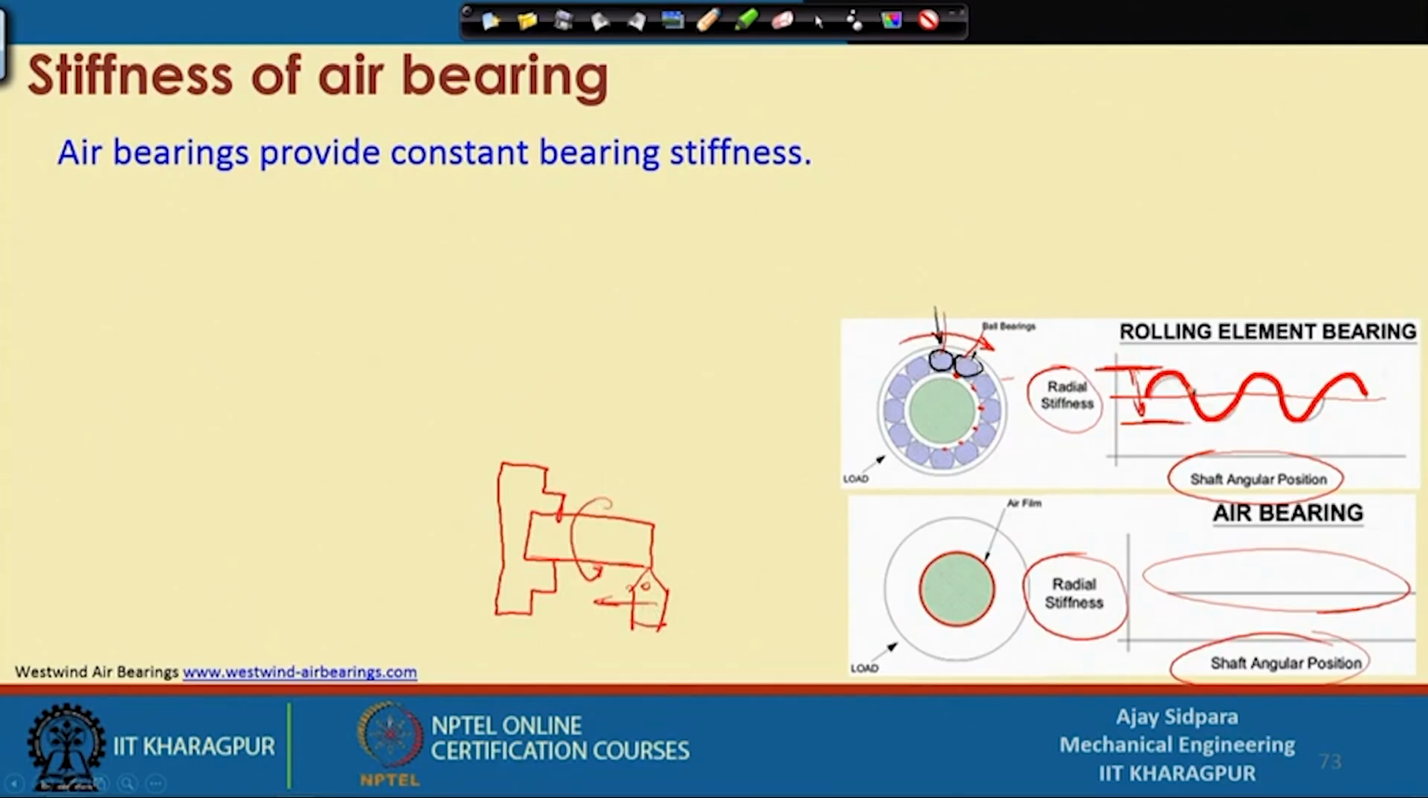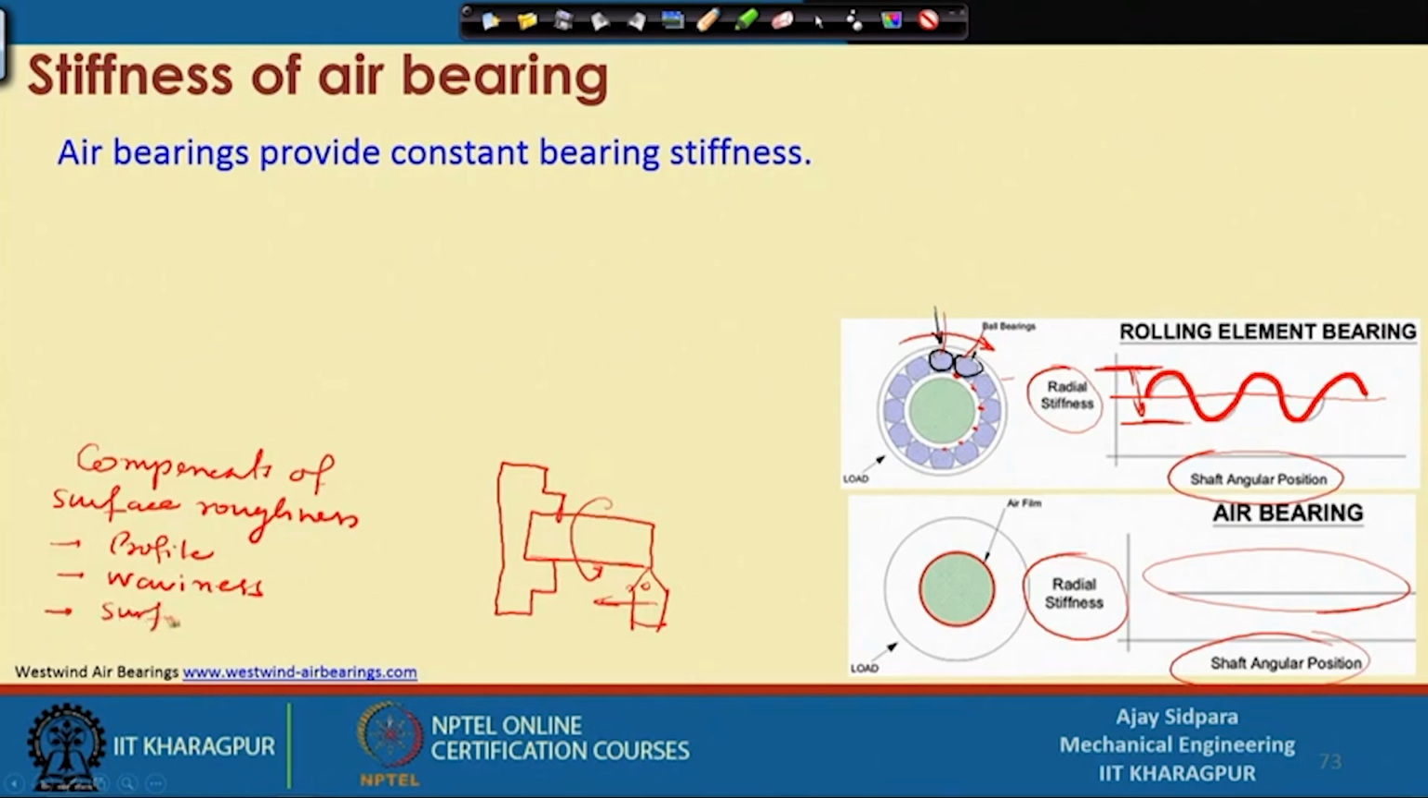Now, what is going to happen because of this? We have seen a few classes before that there are different components of the surface roughness. Those are the profile, then waviness and surface roughness, and we have seen that waviness is created because of some vibration and chatter possibility of the machine tool.